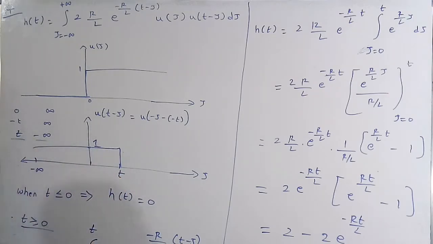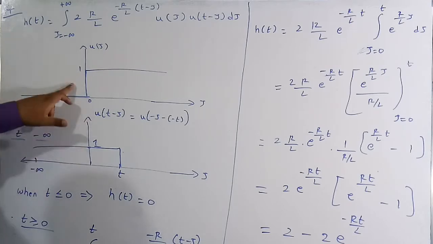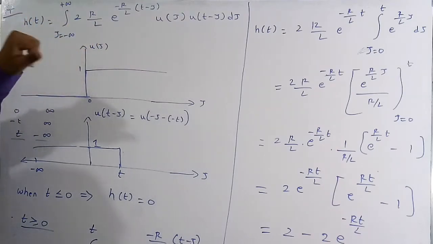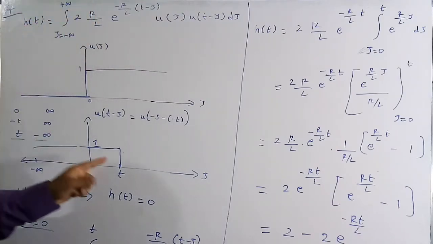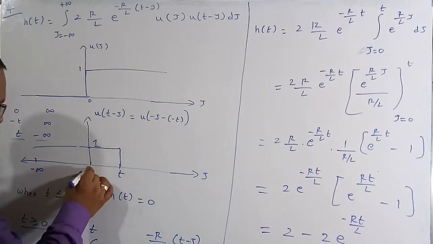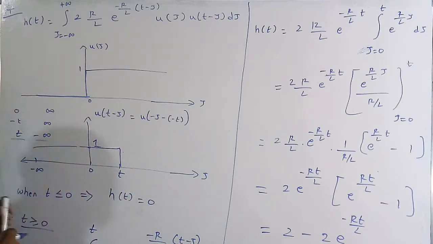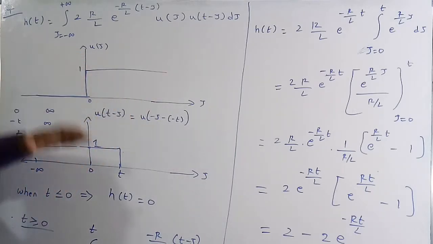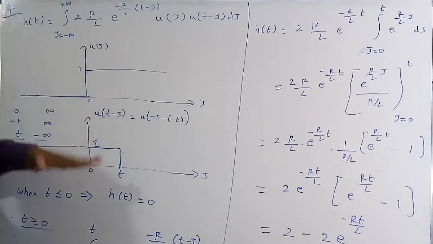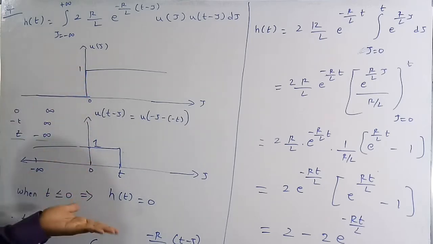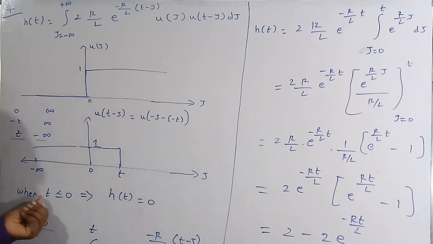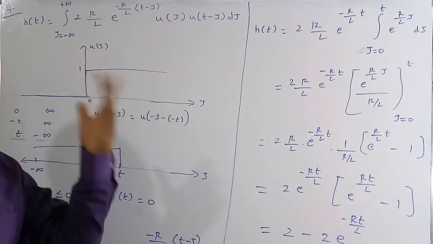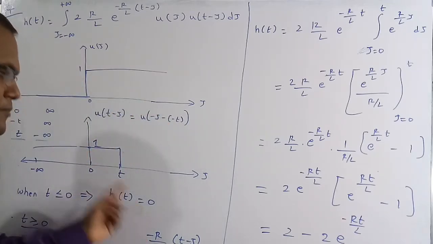Now I am going to multiply these two signals, u of tau into u of t minus tau. Based on this only I need to redefine these ranges. Suppose when t is less than 0, this signal exists above 0 and this is going to exist below 0. Therefore there is no common overlap region. Whenever there is no common overlap region, the overall multiplication will become 0. So when t is less than or equal to 0, there is no overlap region between u of tau and u of t minus tau. Therefore h of t will be equal to 0.